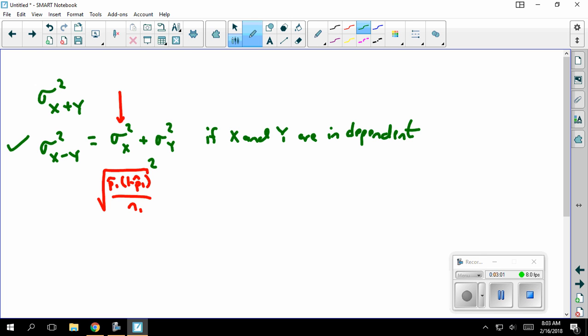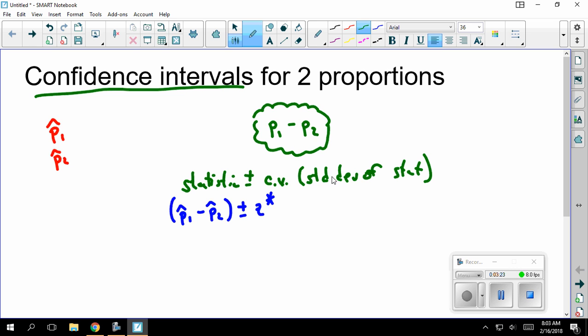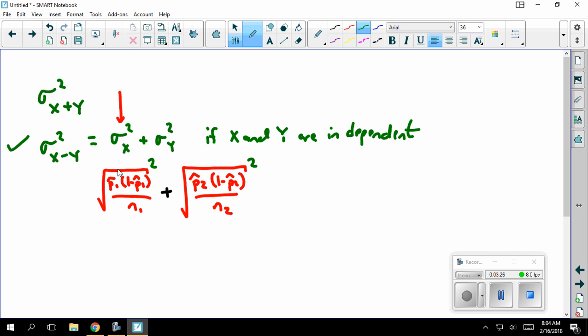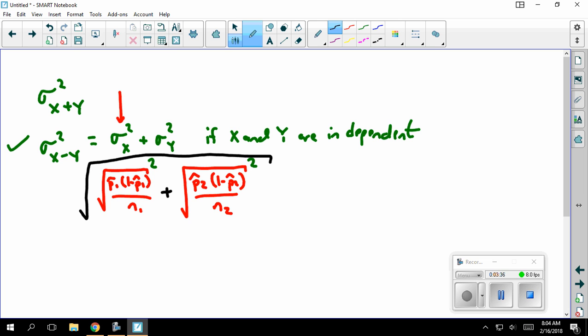Now the second formula is the same idea, except it's for p hat 2. So it's the square root of p hat 2, 1 minus p hat 2 over n2. And again, I want the variance of that. But when I look at my formula, right here, I want the standard deviation, and what I found here, this sum, this additive portion here, is the variance. So really, I want the square root of all this.